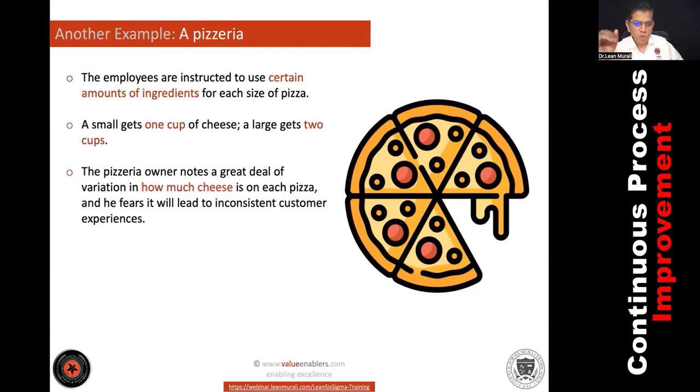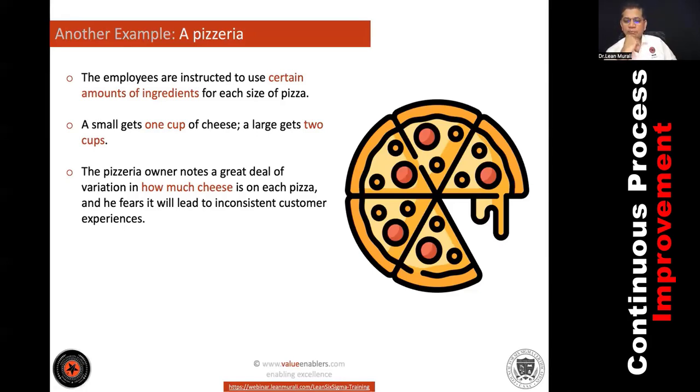So if you are the pizza owner, you are noticing a great deal of inconsistency in how much cheese is there on each pizza. So I'm asking your ideas to reduce variation, because you told your employees clearly 1 cup on a small pizza and 2 cups on a large pizza, but you are finding a lot of variations. What will you do to reduce the variation in the cheese usage in the pizza?